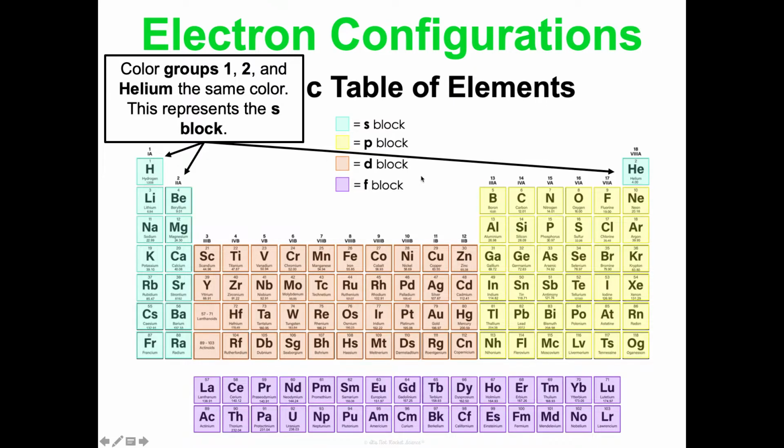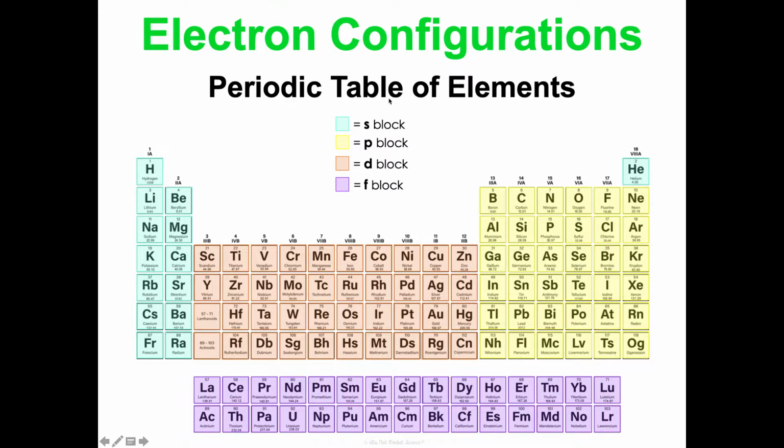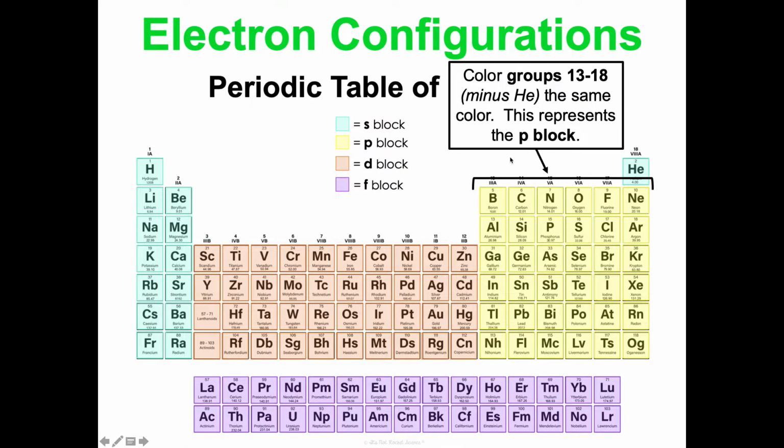Okay, so these are elements that are going to have their final electrons in an s orbital. That's how they're going to end. And this will make sense as we start writing these out. Okay, and then next, we're going to color groups 13 through 18, minus helium, to represent the p block. Because for these elements, their valence electrons, their final ones, will be in a p orbital.